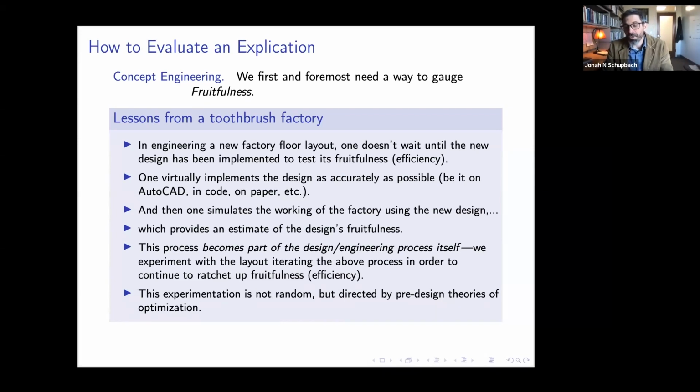Of course, the experimentation, the different possible layouts you're trying out, is not just a blind process. That would also become way too costly if you just did this randomly and blindly. Instead, you let pre-designed theories of optimization and floor layouts and the experience of other factories, for example, inform what directions you experiment in with the layout, so that you can eventually optimize the fruitfulness of the new floor design. Okay, now I think these lessons are worth considering for conceptual engineering too.